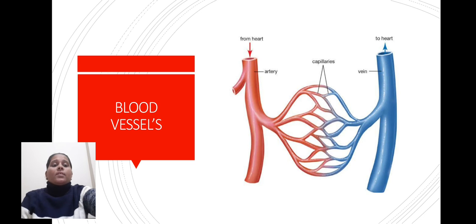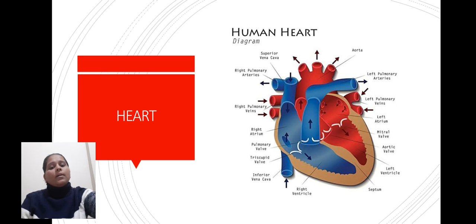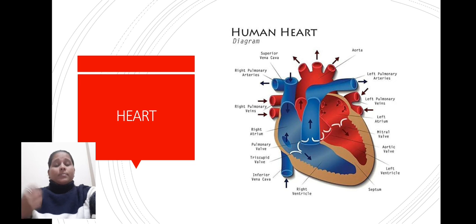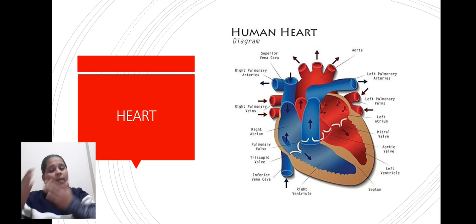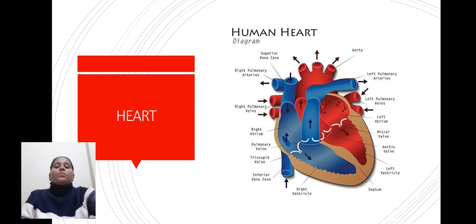The next one is the heart. What is the heart? The human heart is the most important part of the circulatory system. The heart is a muscular organ composed of cardiac muscles. It is located in the chest cavity, right between the lungs. It is positioned slightly towards the left in the thoracic region and is enveloped by the pericardium.